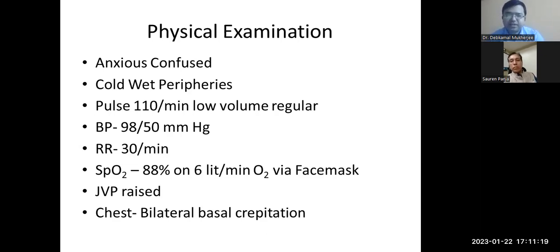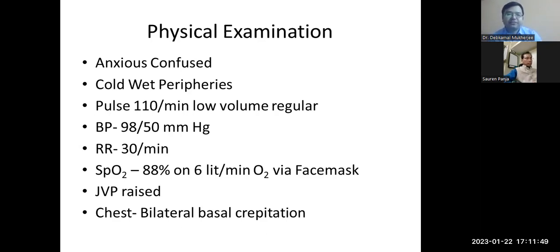He was tachypneic, breathing at a rate of 30 per minute, saturating around 88% with 6 liters of oxygen via face mask. His JVP was found to be raised, and on auscultation, we found basal crepitations bilaterally. So now, Dr. Devkamal, what is the diagnosis? Does it narrow down? Yes, sir, definitely.